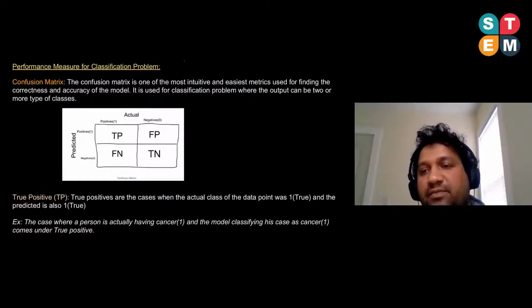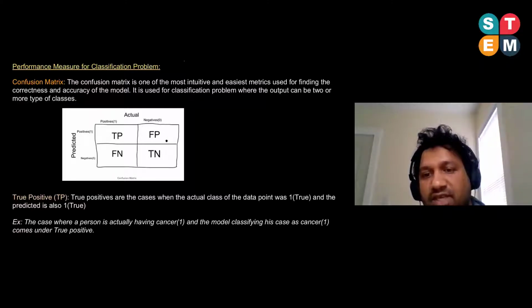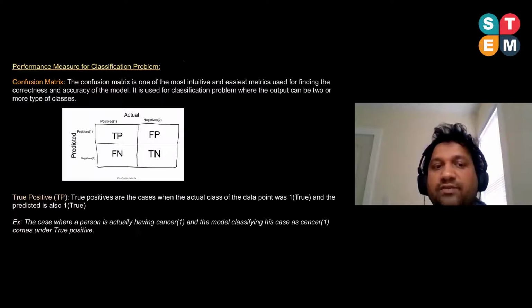After deployment of the model, we will get some result, so we have to measure the performance. There are different ways to measure the performance. The best way is the confusion matrix. True positives are the cases when the actual data points are true, meaning positive or flaring, and the predicted is also true. False positive means the actual class of data points is negative, however our model prediction is true. And this is false negative.